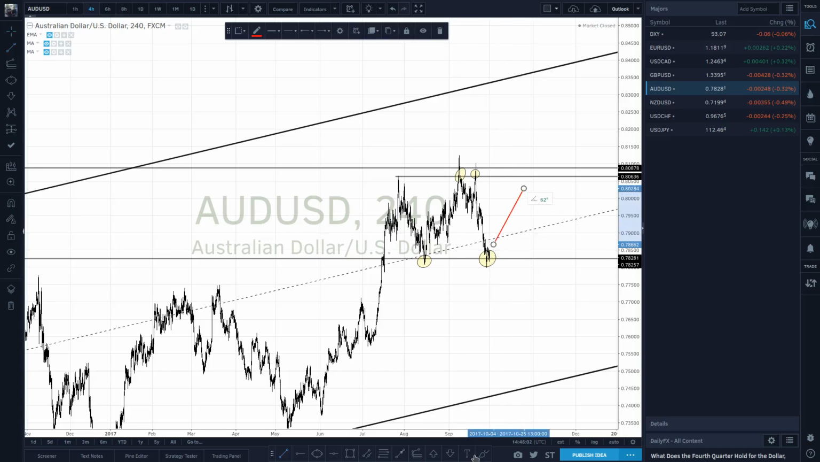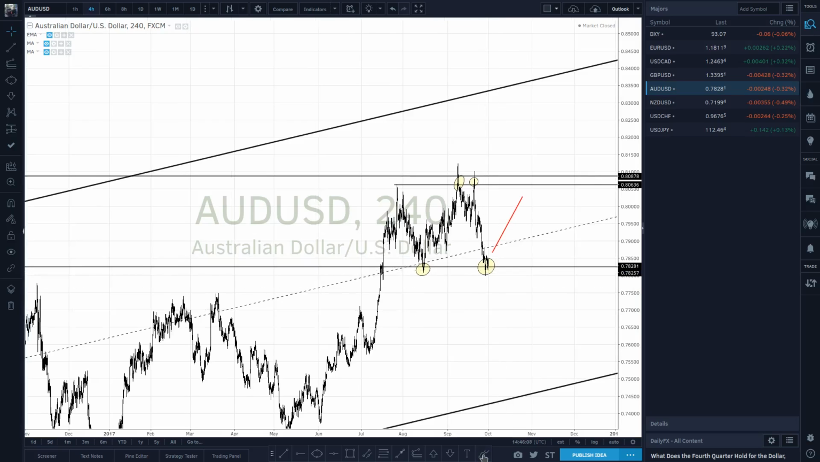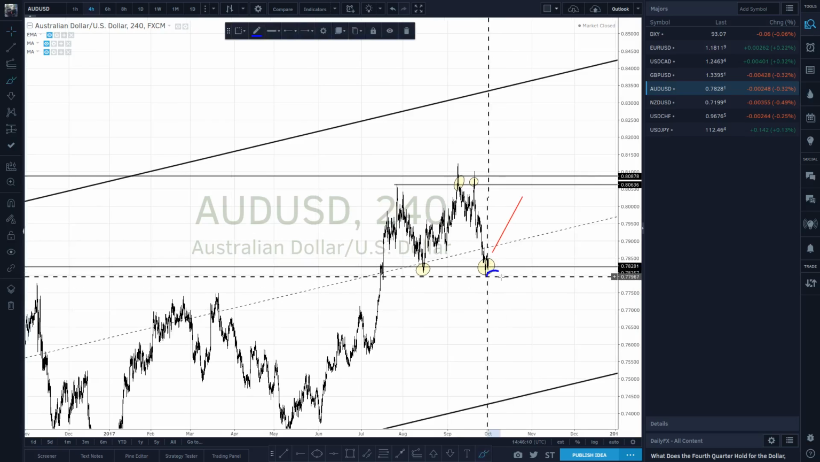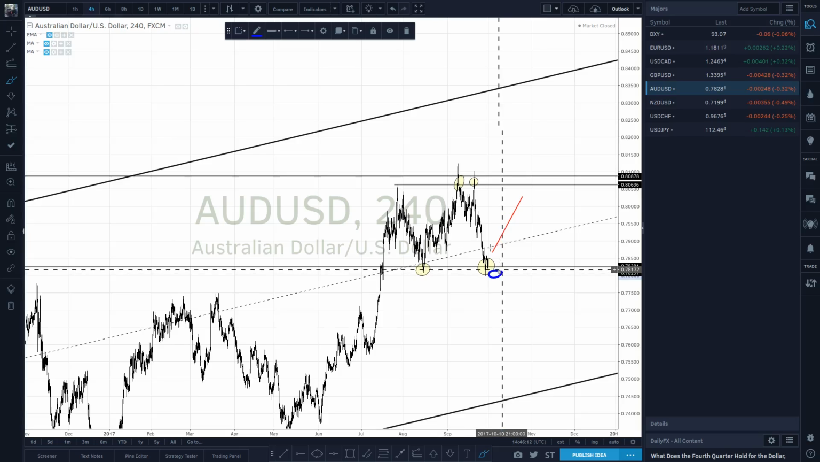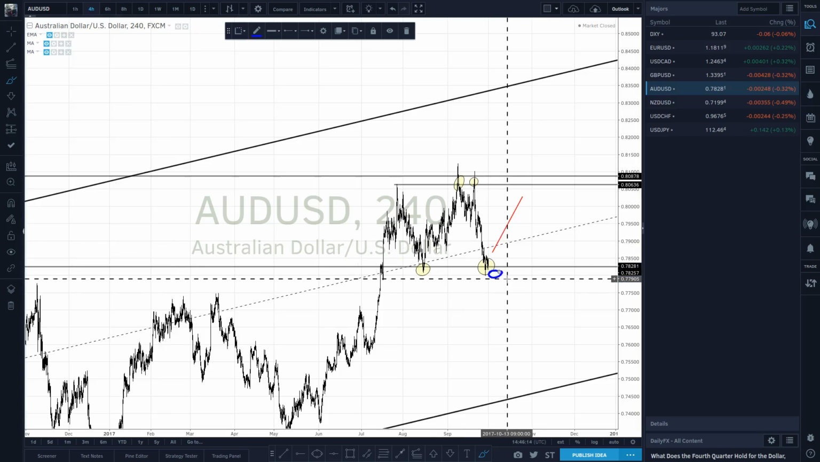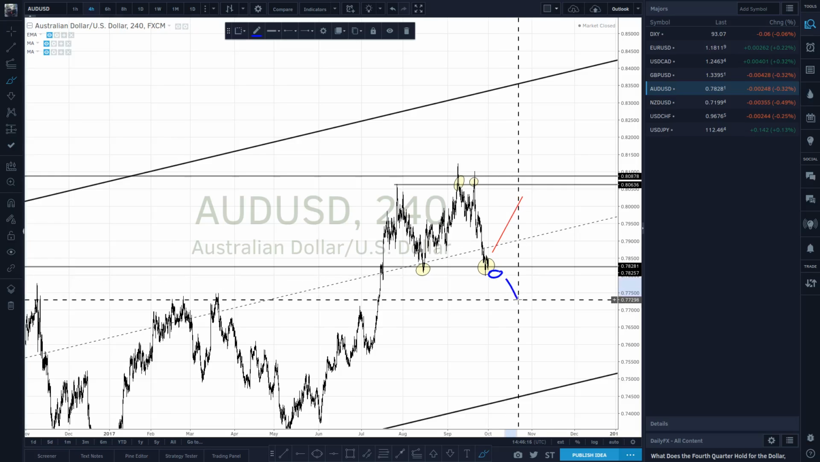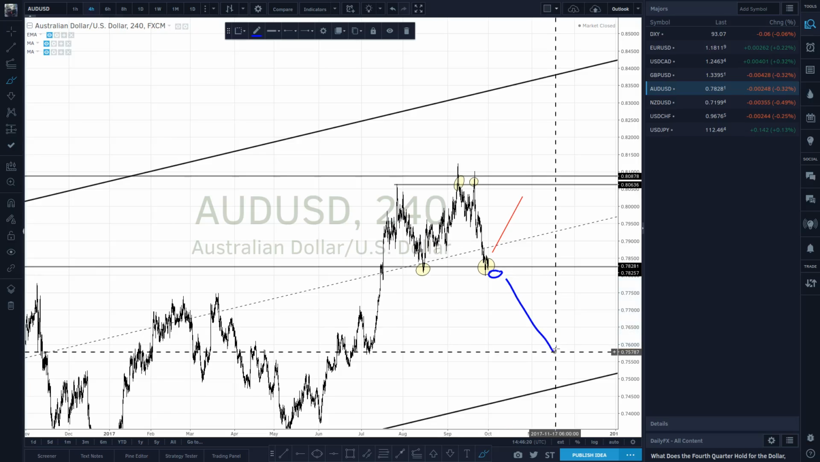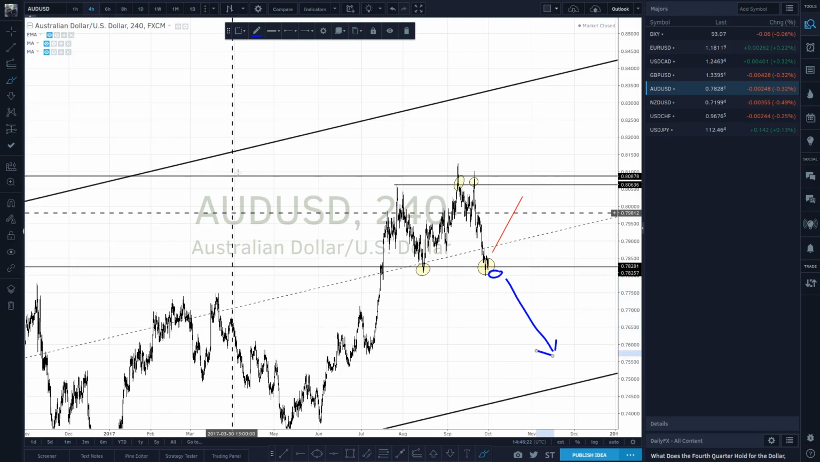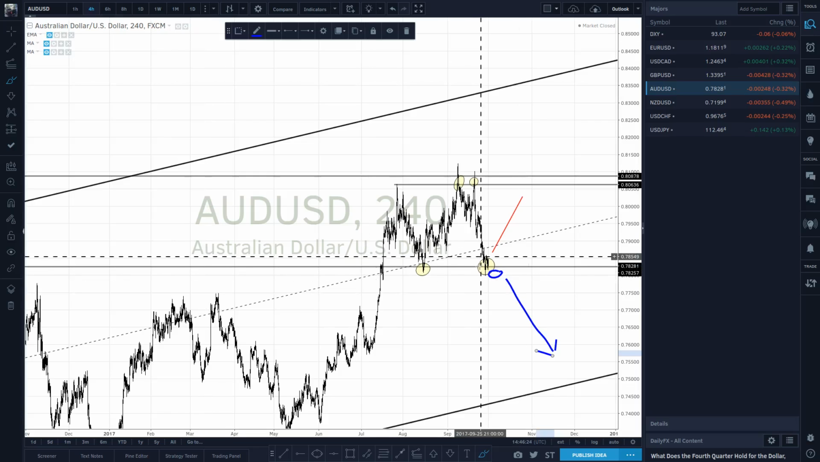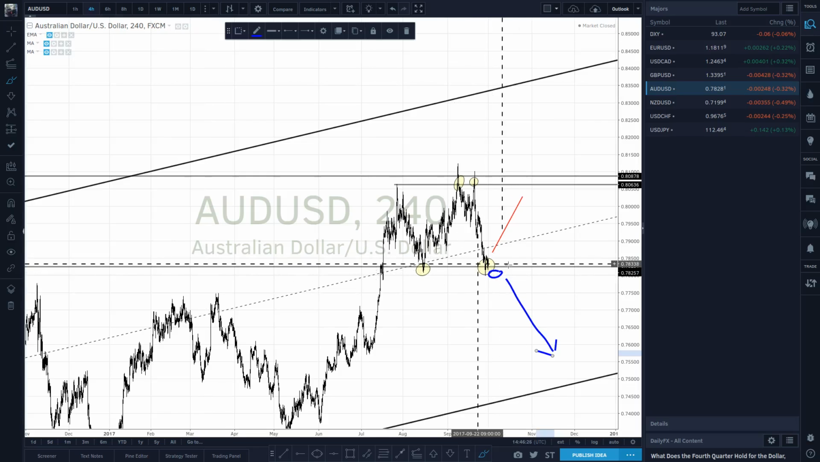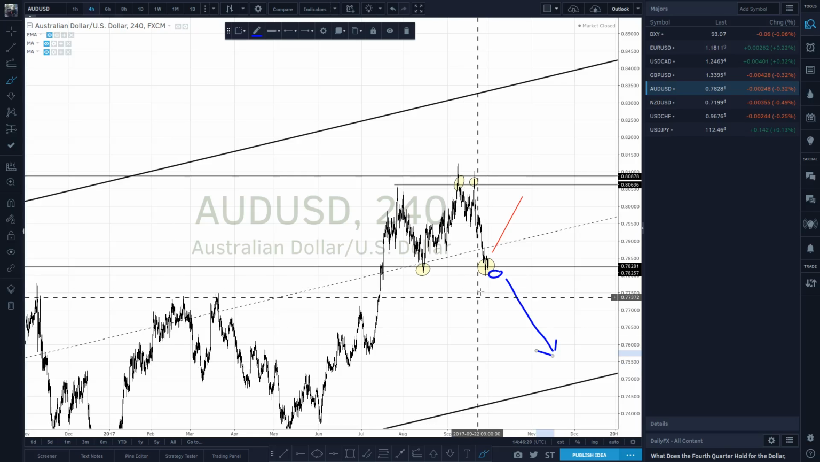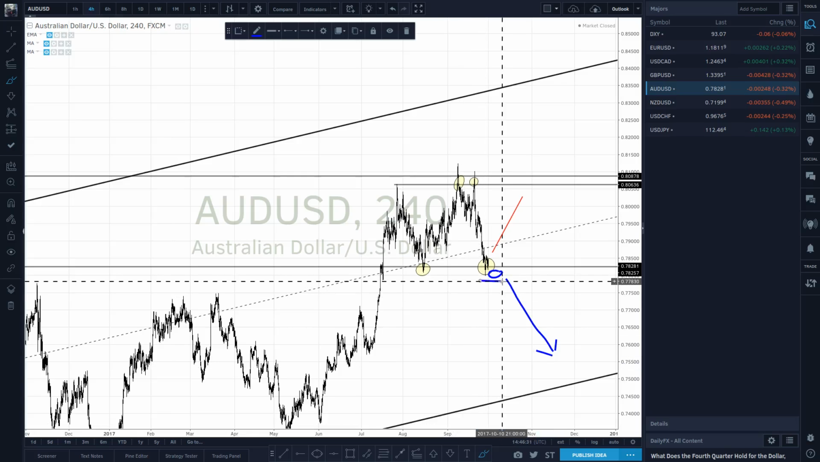Now, if this level breaks down, if we get another close that happens down here, let's see if I draw a circle here. Another close that happens in this area here, I will consider the pair to start having the dollar strength that we saw in the Dixie and start heading to the bottom of this channel. But as long as this holds, this is actually a good risk reward. It's something for us to put our stop behind. You put your stop right there behind that.